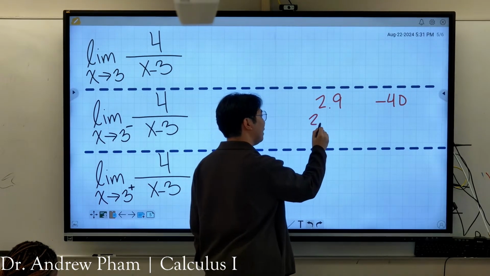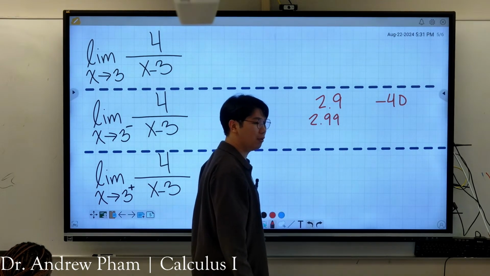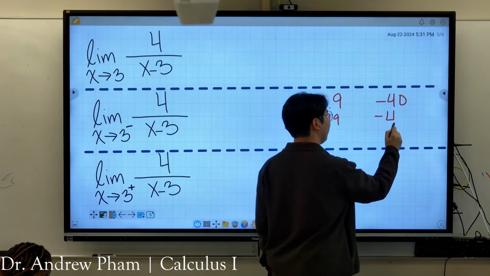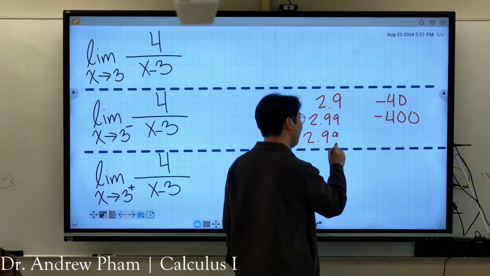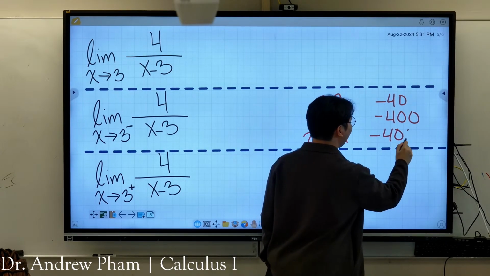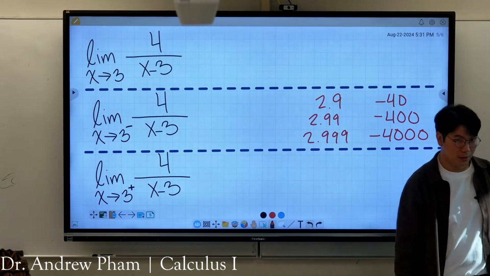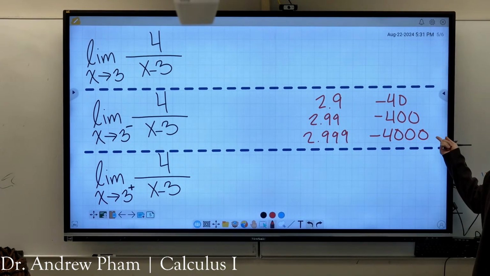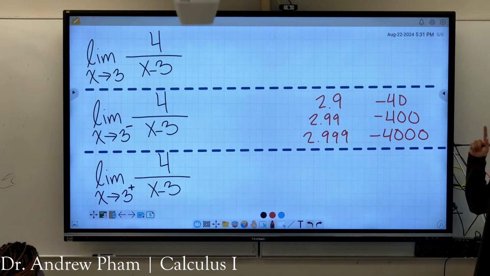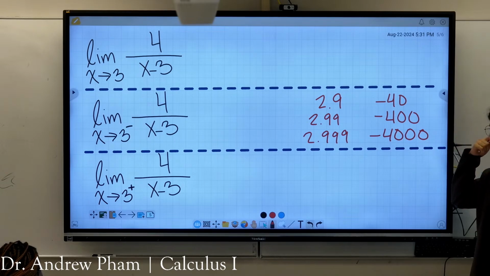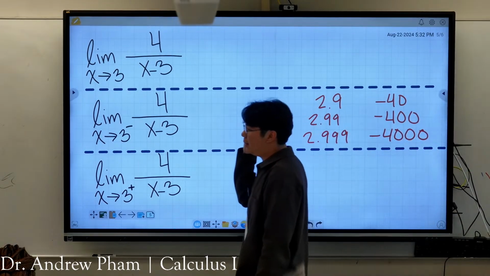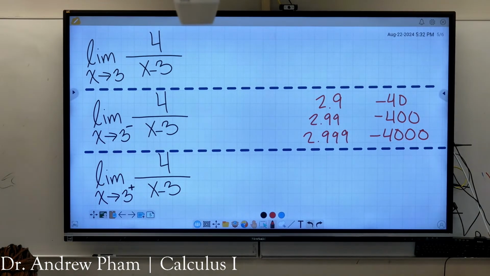What if I plug in 2.99? Someone plug that in for me. Negative 400. Are they positive or negative? What about 2.999? What do you think is going to happen if I keep on adding nines? Yes, it's going to keep on adding more and more zeros. So if I keep on getting closer to 3 from the left, I keep on adding more zeros to this value. So what do you think I'm going to say my limit is going to be from the left if it keeps on getting larger and larger in the negative direction?